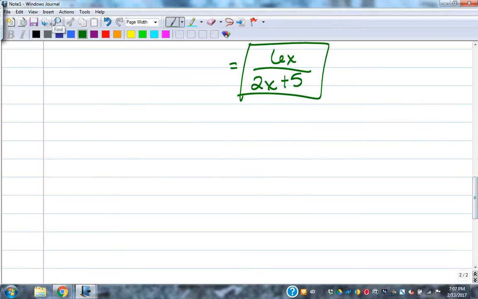No, that's what I'm saying is you can't. The 6x and the 2x can't be done because the 2x has the plus 5 tied to it. So that makes it a whole different monster. So they can't be done like that.